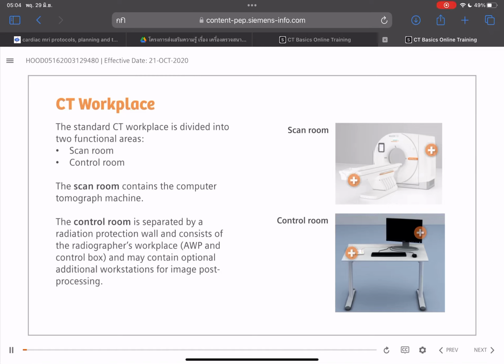The standard CT workplace is divided into two functional areas, the scan room and the control room. The scan room contains the computer tomograph machine. The control room is separated by a radiation protection wall and consists of the radiographer's workplace with the acquisition workplace, AWP, and the control box, and may contain additional workstations for image post-processing. These add-ons depend on the specific design of the CT facility and might, for example, include a CT workplace or a Syngo.via workstation.